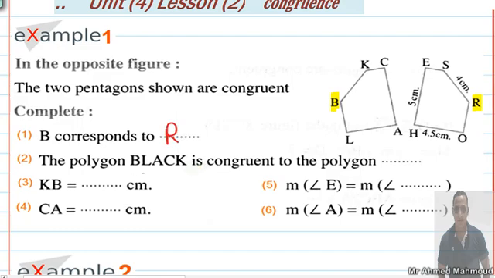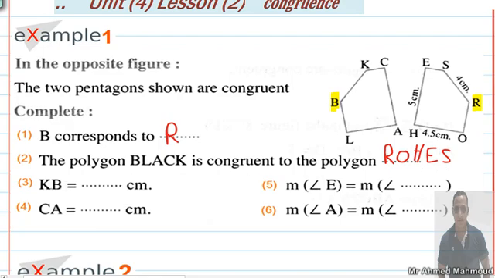The polygon BLACK, again BLACK, corresponds to R, O, H, E, S. B like R, L like O, A like H, C like E, K like S. This is the correspondence that I said before: B with R, L with O, A with H, C with E, K with S.